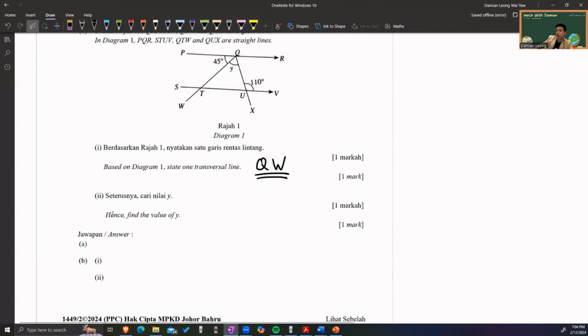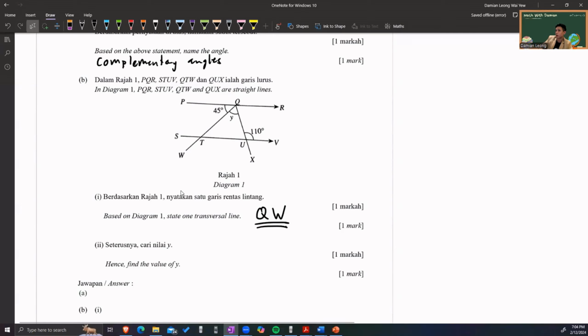Then hence state the value of Y. For the value of Y, I use parallel line angles. You see parallel lines here, and a transversal. So I can compare here and this 110. These are alternate angles. They form a Z, which means they should be the same. In other words, Y plus 45 equals 110. So Y must be 110 minus 45, so it is 65 degrees. That's the answer for question 1.